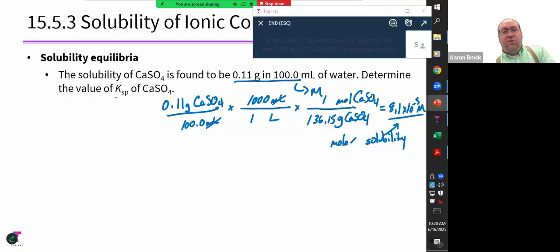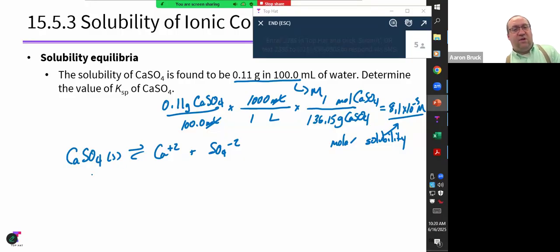Now, to calculate out an expression of K, we would set up an ICE table. Calcium sulfate turning into calcium ion and sulfate ion. Now, here's the trick. Since calcium sulfate is a solid, we can ignore it completely. The ICE table that we are going to create is based just off of the products. That's one of the reasons it's called the solubility product constant.